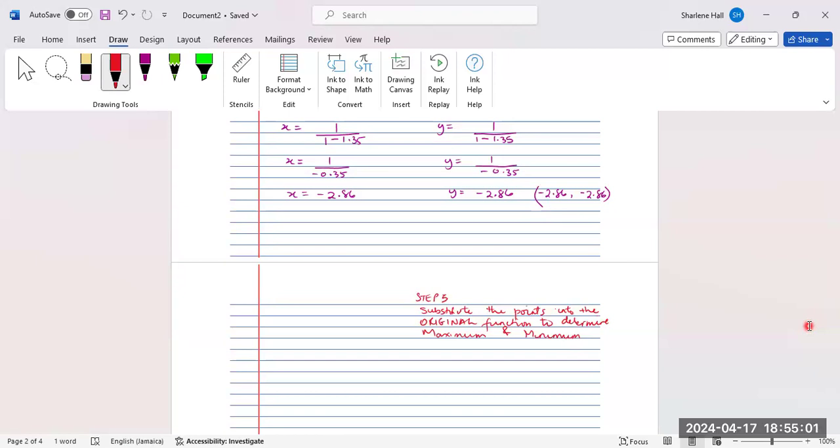Just know the steps. Follow the steps. There are 5 such steps. This is the last step. So what we're going to do now is substitute this into the original function.